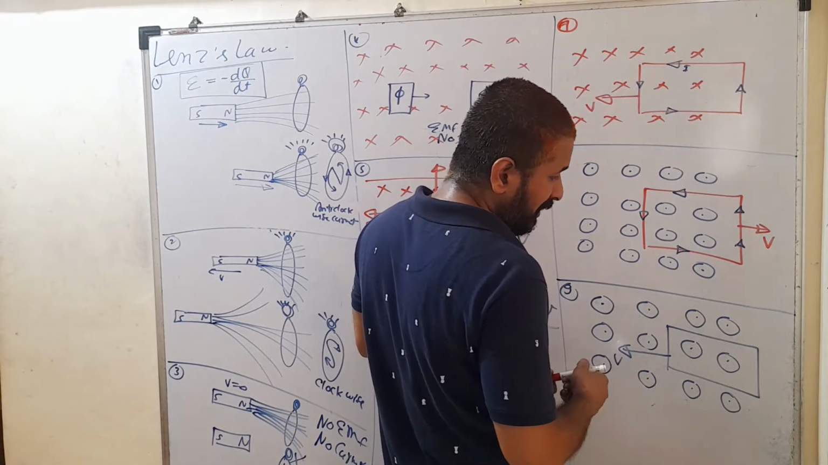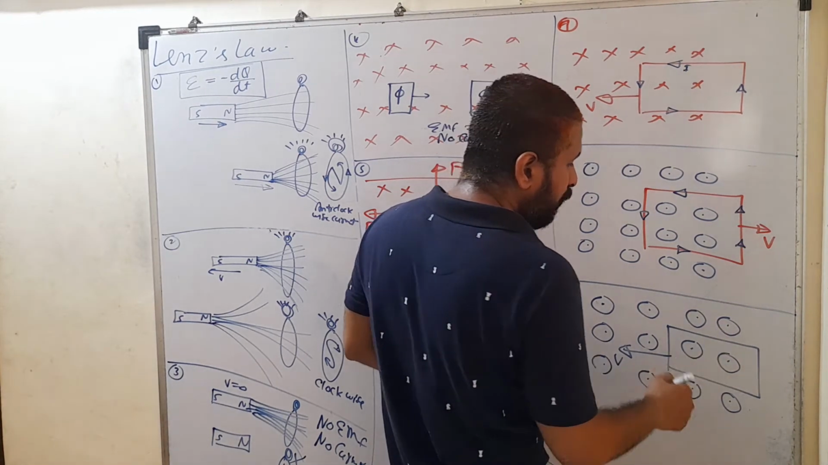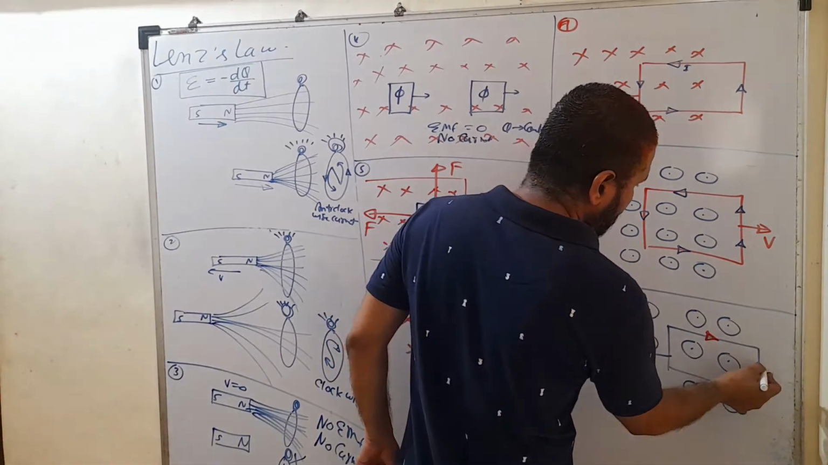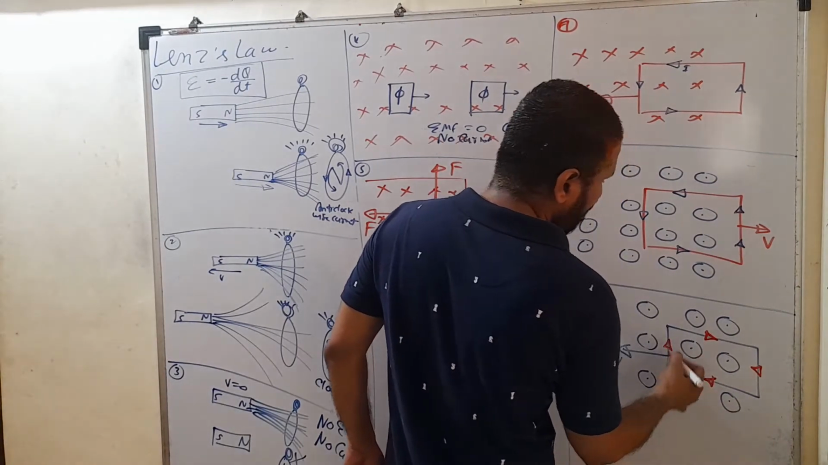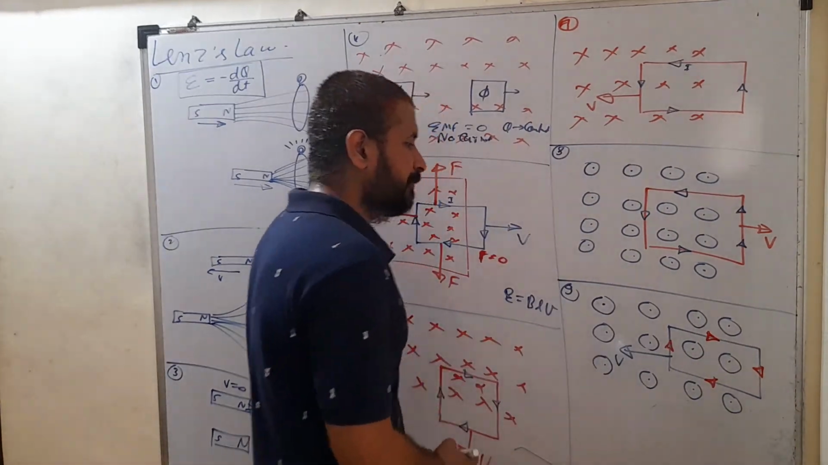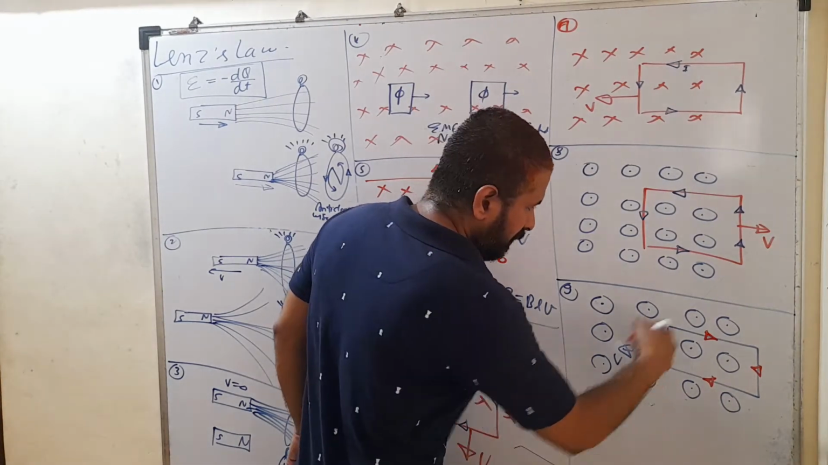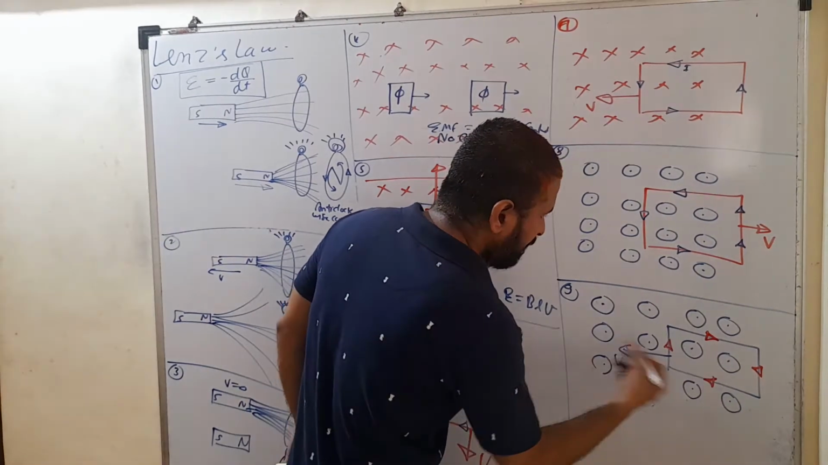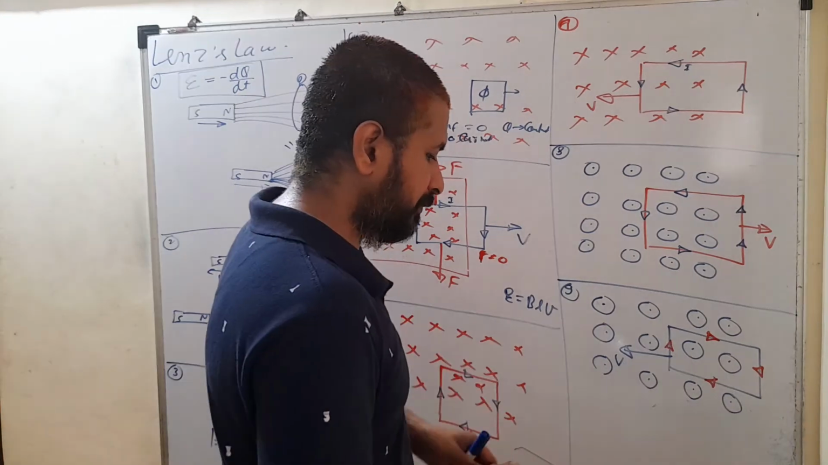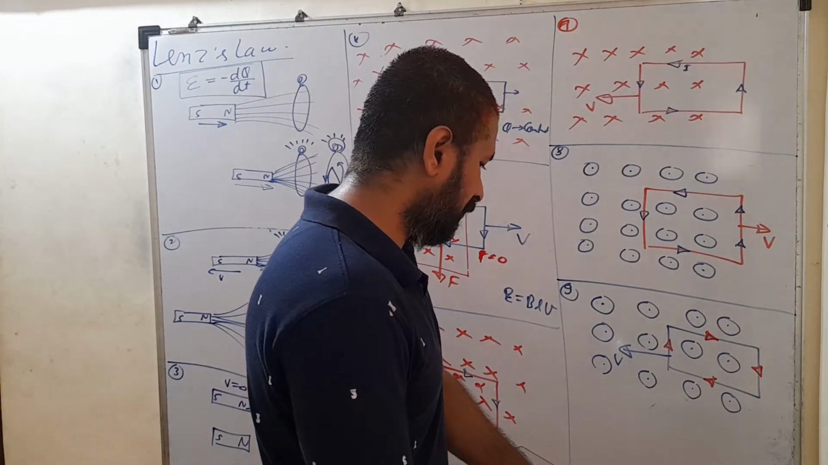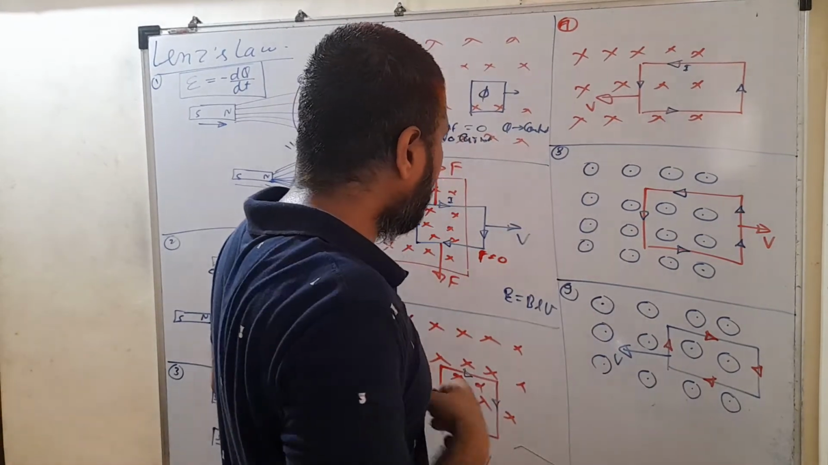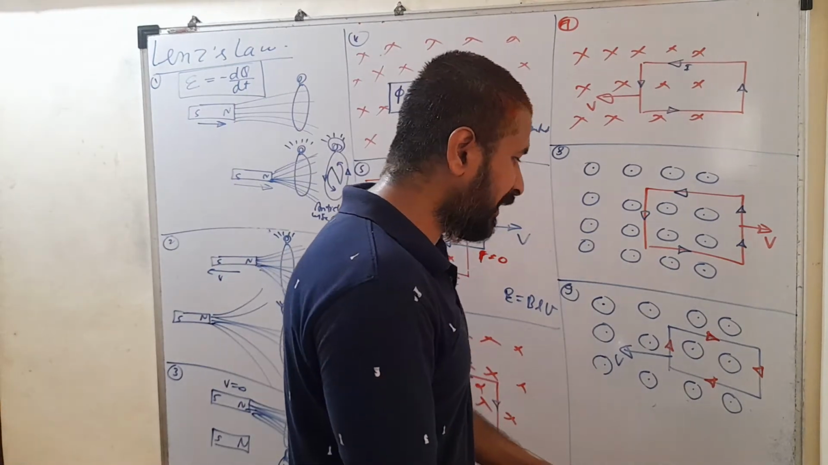So how can it decrease the outward field? By generating inward field. To generate inward field, current has to flow in clockwise direction. Clear? So clockwise current increases inward field. Clear? So that is what Lenz law is.